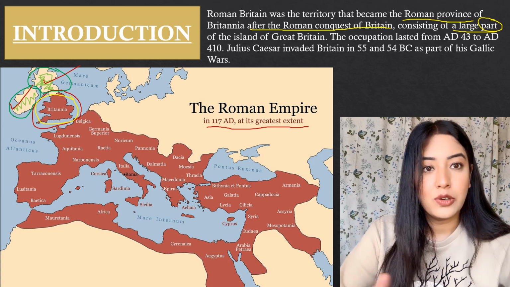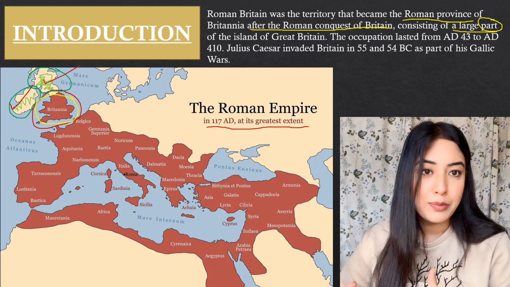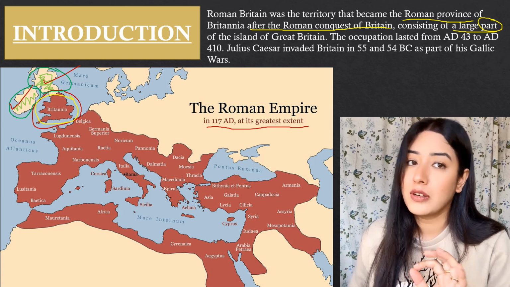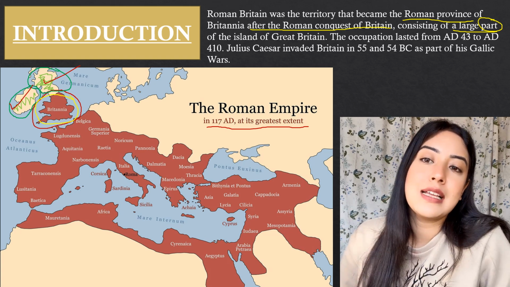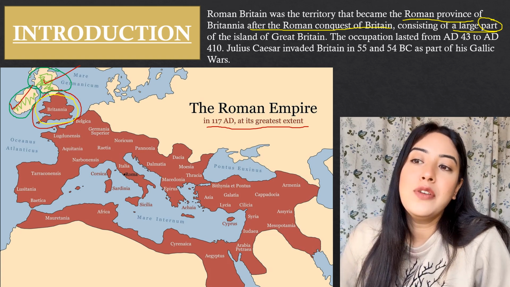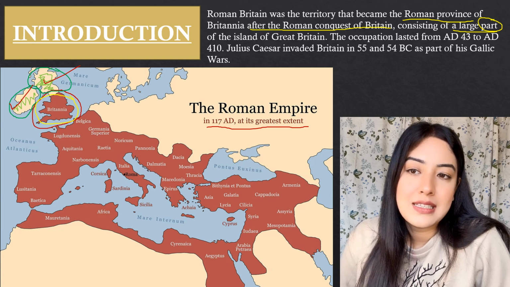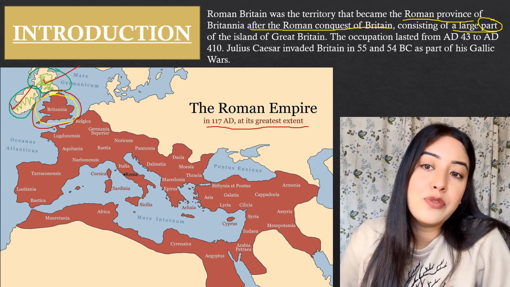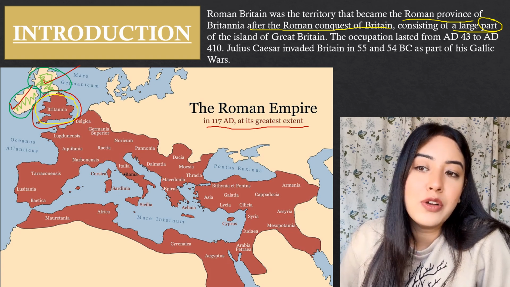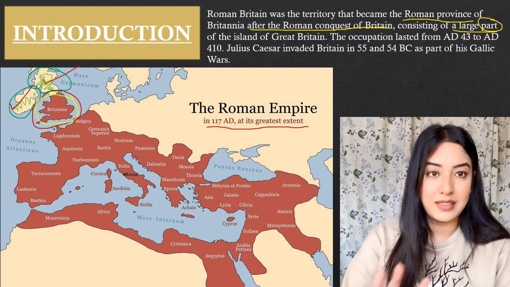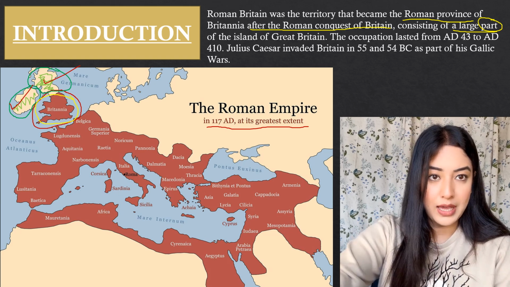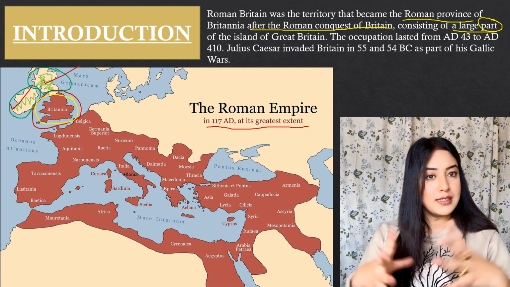But Britannia, or this part of the island of Great Britain, was a part of the Roman Empire. Clear? Now, the occupation lasted from AD 43 to AD 410. Julius Caesar invaded Britain in 55 and 54 BC as part of his Gallic Wars. So, Julius Caesar is the one who invaded Britain, this whole Britannia, this whole area, okay? And it lasted for a considerable amount of time.